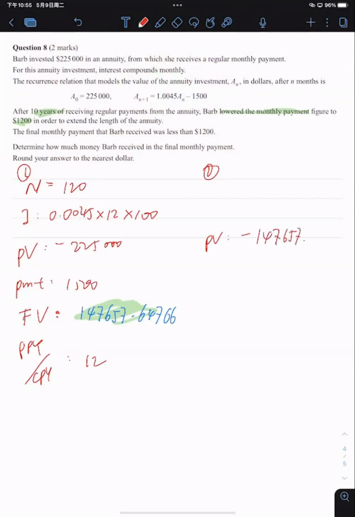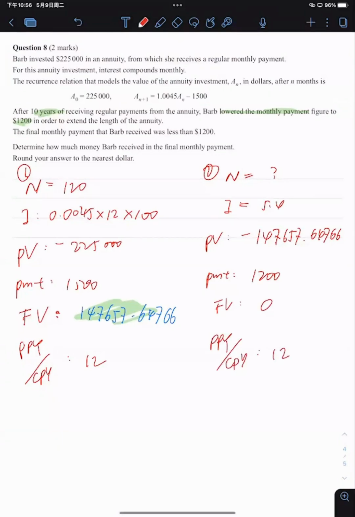How much money is left in the annuity? And then we are looking for the N. First, we are looking for the N because we have no idea how long this annuity can extend. So looking for the N is the first step. What is the interest rate? No information says we changed the interest rate. In the past one, we found that it's 5.4. The payment we lower to 1,200. Final value reaches 0. PPY, CPY, they are 12.